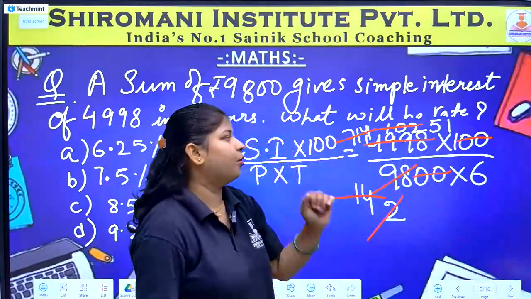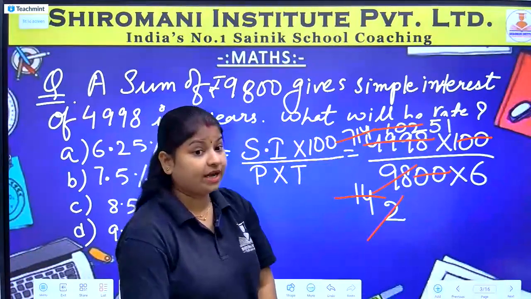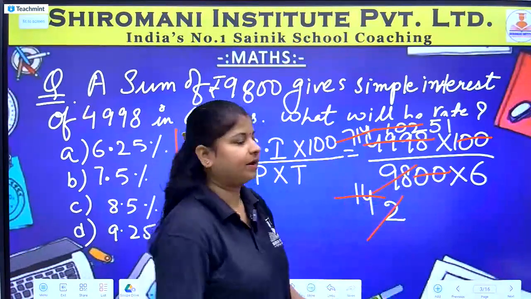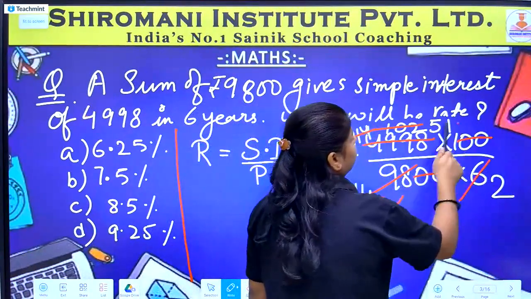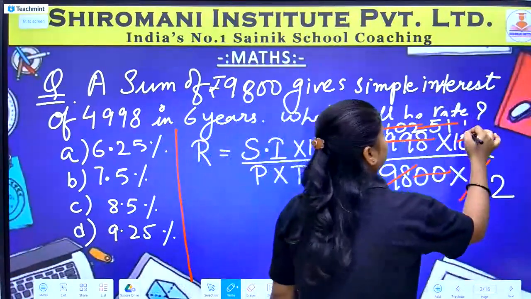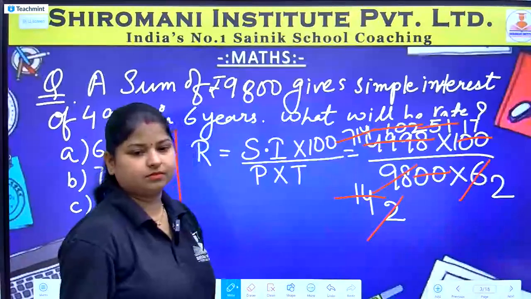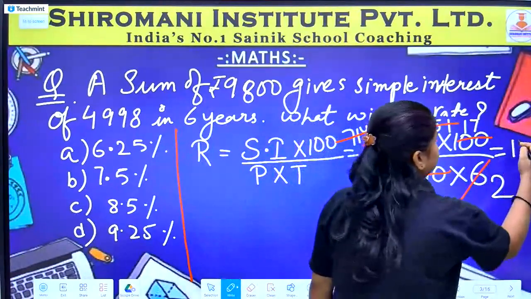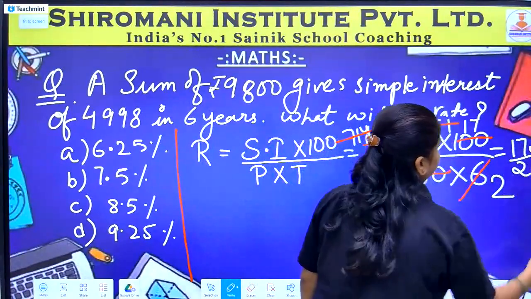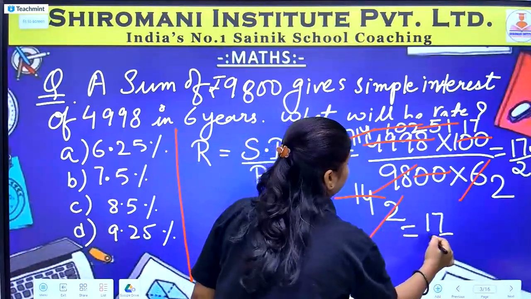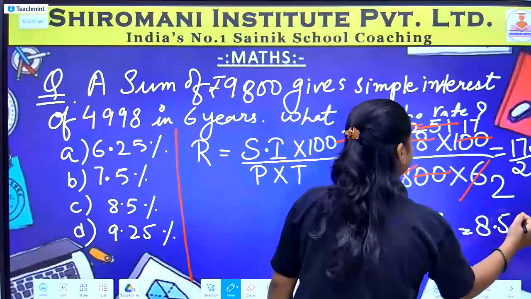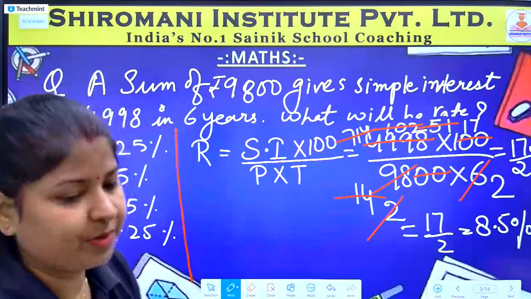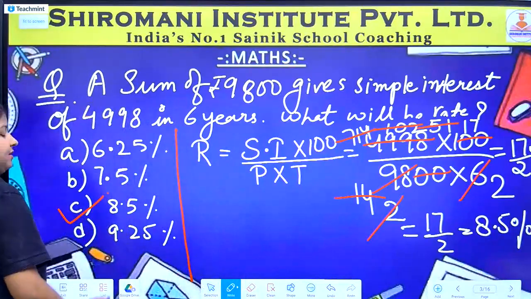51 and 6 both can be divisible by 3 because 5 plus 1 is 6 and 6 is also divisible by 3. 2, and this in how many times? 17, because 17 threes are 51. So my answer is 17 by 2%. 17 by 2 is equal to 8.5%. That is option C, your answer.